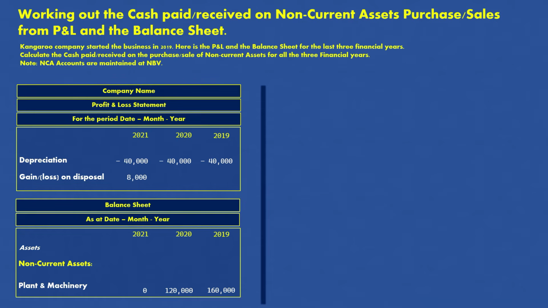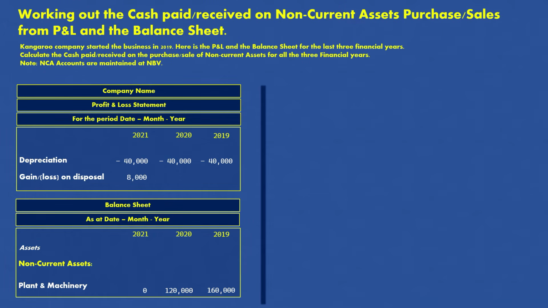on disposal, so our workings were completely fine. But now in this scenario, our profit and loss statement is telling us that in year 2021 there is also a gain on disposal. Since the value is positive, it is showing me it is a gain. If it was a negative value on my P&L, it must be a loss, but right now it is a gain.